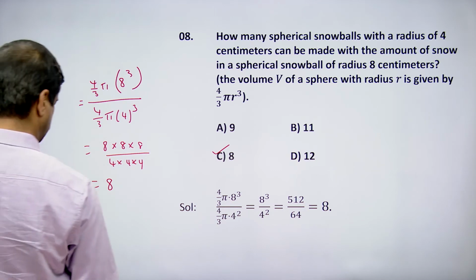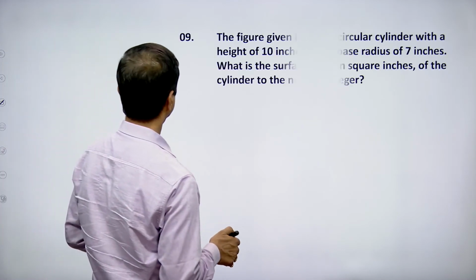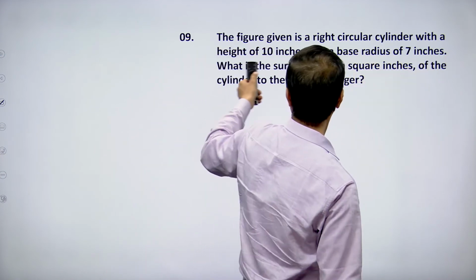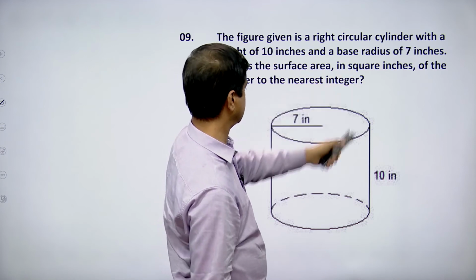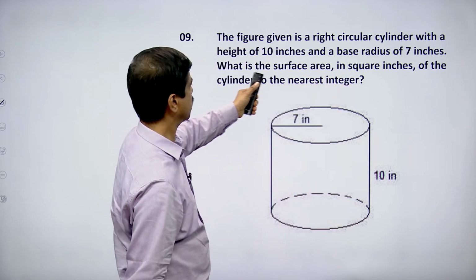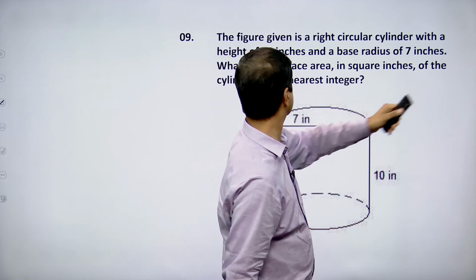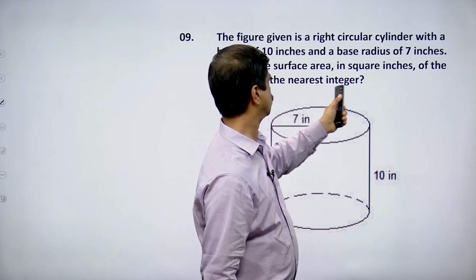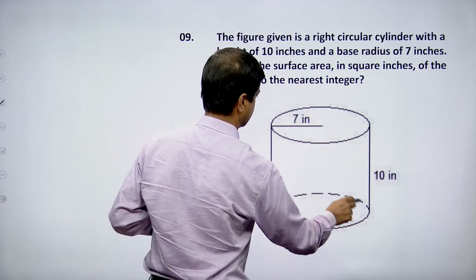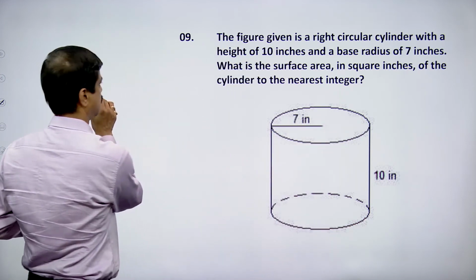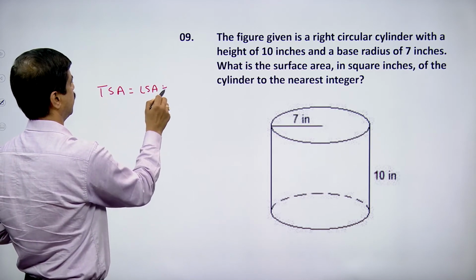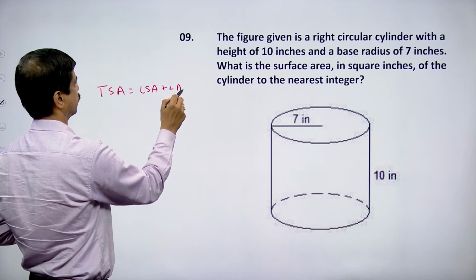Right, children, let us go to the next question. See, the figure given is a right circular cylinder with a height of 10 centimeters and base radius 7. So this is 7, this is 10. What is the surface area in square inches of the cylinder to the nearest integer? Surface area is what? You have one lid on the top, one lid on the bottom. So, total surface area is LSA plus 2 times area of base.